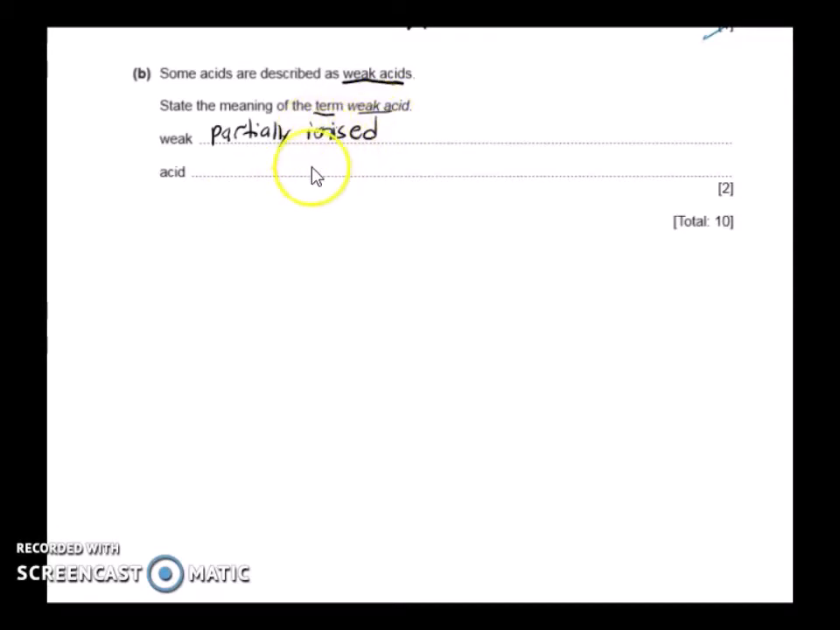Alright, it's partially ionized. And the acid here, if you notice, is a proton donor. Okay, acid is a proton donor. However, the base is a proton acceptor. Now I just want to give you an illustration of a strong and also a weak acid.